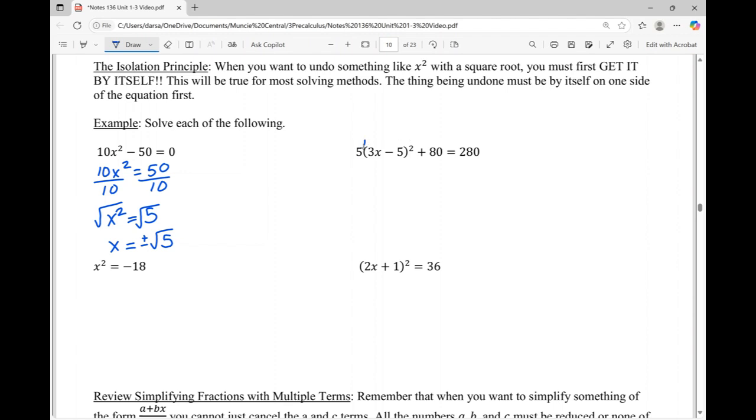Again, the thing that we need to isolate is the thing that is squared. You cannot square root everything right now. You will get absolutely, positively the wrong answer. It is not allowed. The only thing we could do is square root this whole side, which doesn't do any canceling. So get the square by itself. So we're going to subtract 80 from both sides.